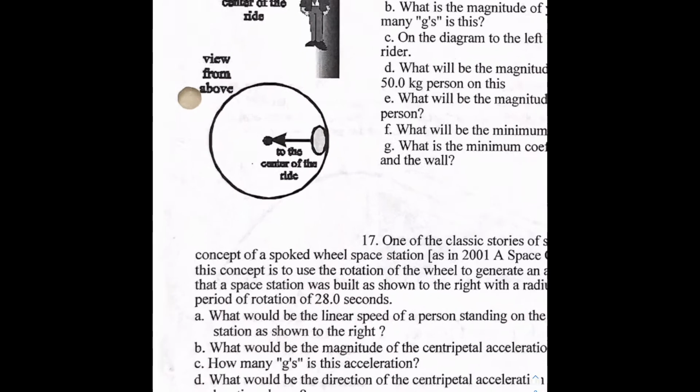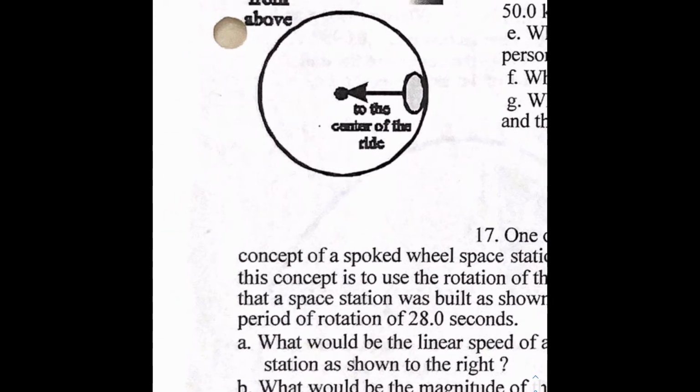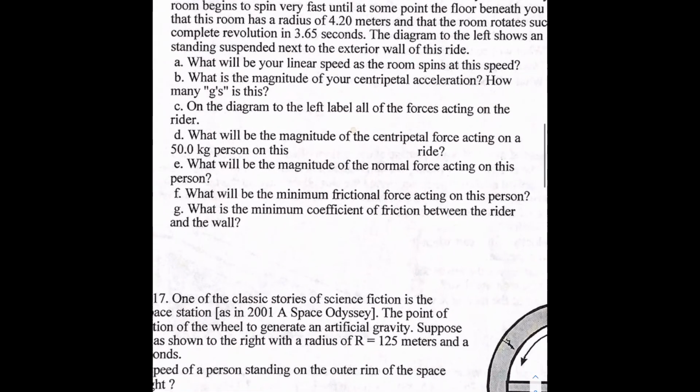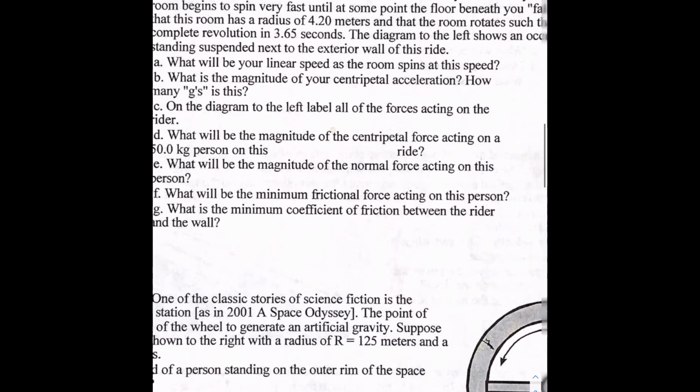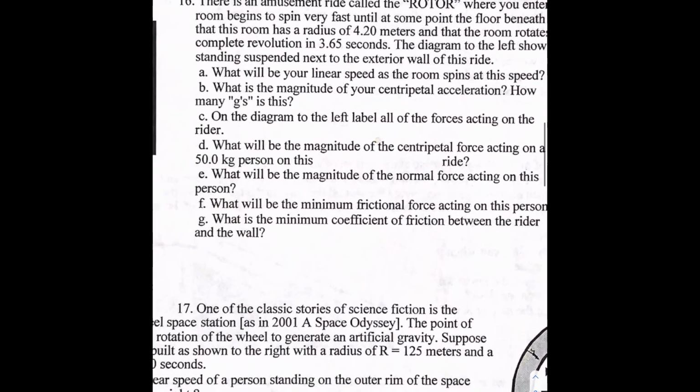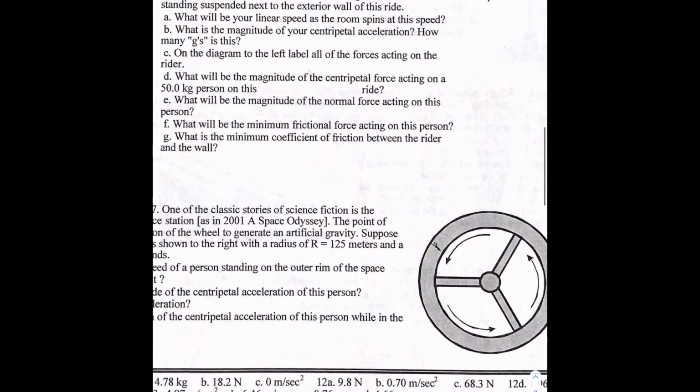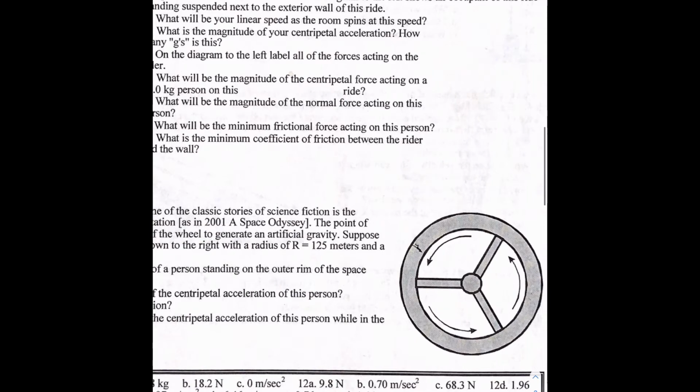And then we have the view from above, and you can see this arrow pointing into the center, probably for centripetal force or centripetal acceleration. And it says there's an amusement park ride called the Rotor where you enter a cylindrical room. The room begins to spin very fast until at some point the floor beneath you falls out. Suppose that this room has a radius of 4.20 meters.